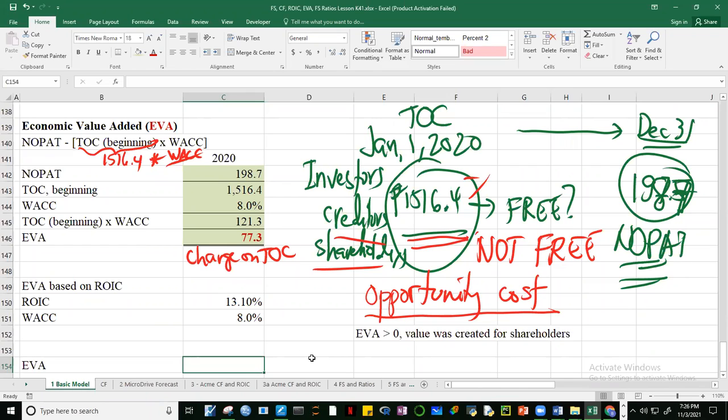Any volunteer? Any suggested answer, guys? We have a few more minutes. Eksakto tayo, on time tayo, no? Anyone who'd like to venture a guess? Paano kaya makukuha yung EVA based on ROIC at saka yung WACC?